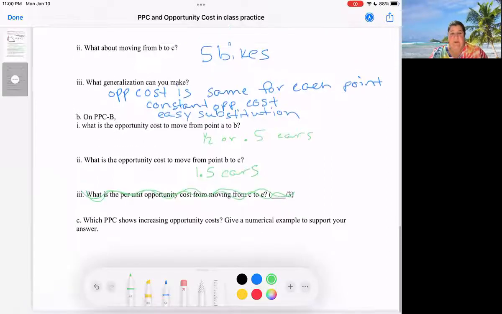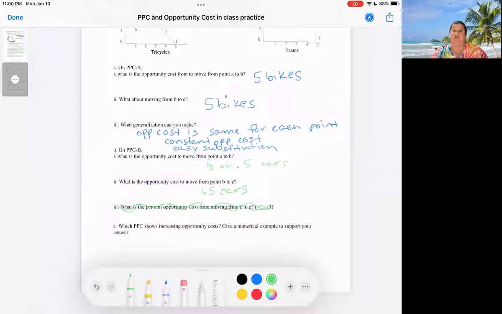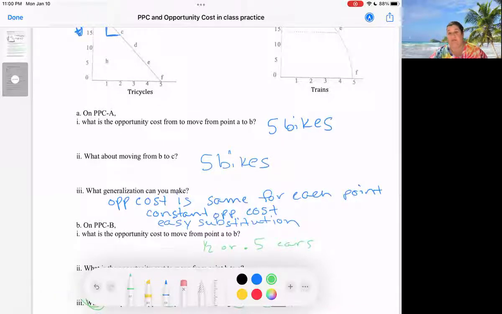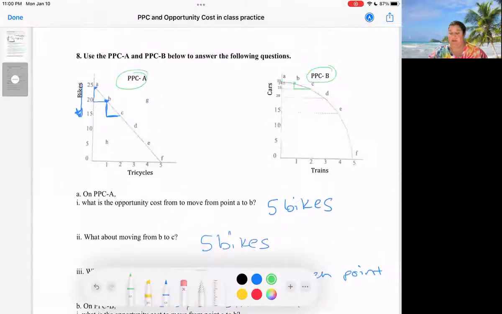Okay. Which PPC shows increasing opportunity cost? Give a numerical example to support your answer. Well, increasing opportunity cost means that the further you move along the PPC, the opportunity cost gets bigger. And we just talked about how PPCA had a constant opportunity cost. So by default, you could logic your way into this one, but the answer is B, the second production possibilities curve.